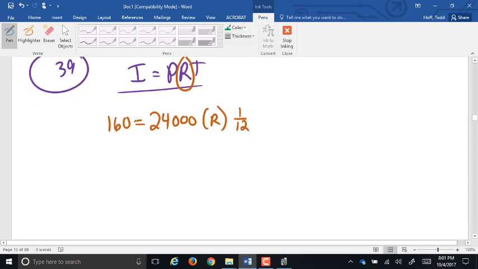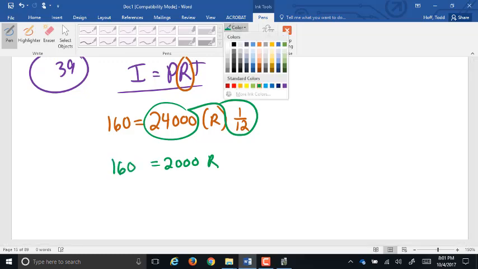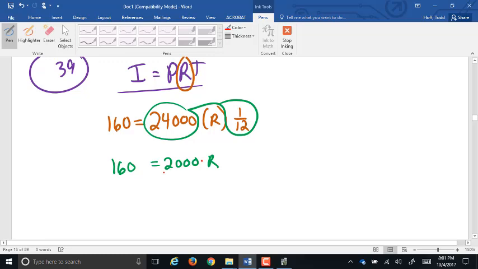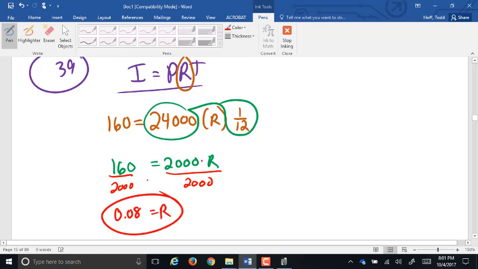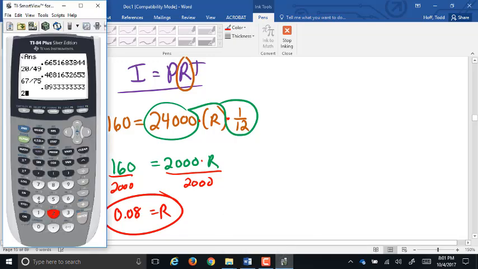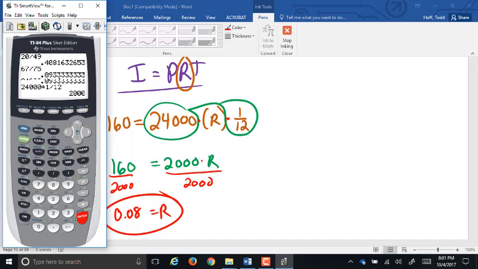So to solve this, we need to combine the numbers on the same side. So the 24,000 and the 1/12 makes 2,000. To get R by itself, you divide by 2,000. Yep. That's all multiplied together, so you're just multiplying. So what you'd be doing is taking 24,000 times 1/12. So times 1 divided by 12 gives you the 2,000.